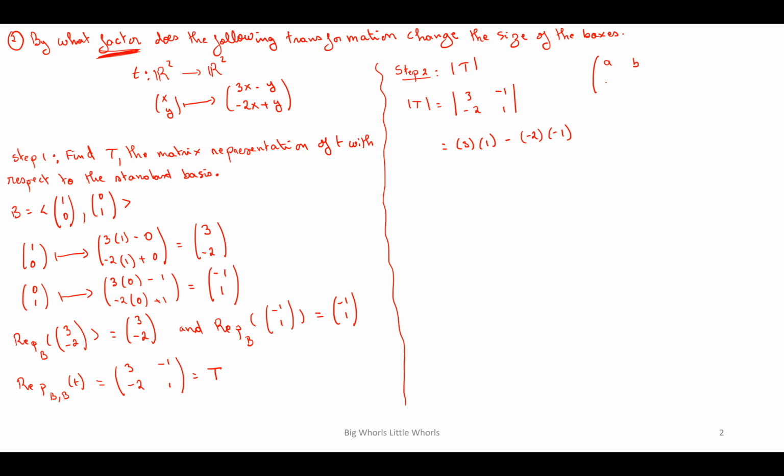We have a formula for a 2 by 2 matrix. For the matrix A with entries a, b, c, d, the determinant is equal to ad minus bc. So here you have 3 minus 2, which is equal to 1. So this transformation is going to multiply the boxes by 1. That means it leaves the boxes unchanged.